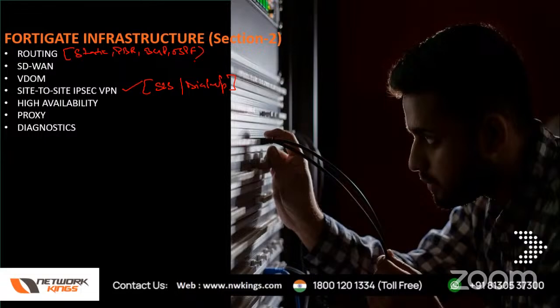We are going to cover the SD-WAN concept, which is inbuilt in the FortiGate firewall. We are also going to see the concept of VDOM, and the concept of HA, that is clustering. So how does the cluster work? What is the concept behind it? How can you troubleshoot cluster problems?